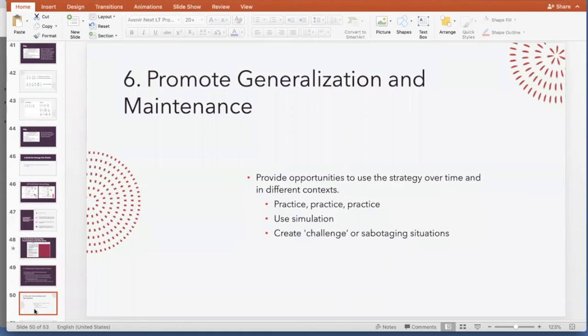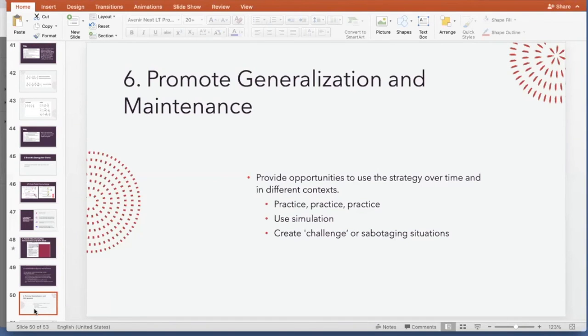And then finally, promote maintenance and generalization. So maintenance is really just retaining the skill over time. And generalization is learning to apply the skill in new contexts, in new situations, with new people, depending on what the skill is. So the best ways to do those things are, number one, distributed practice. Making sure that students practice and then practice again later, and then practice again a couple of weeks later, so that they don't have an opportunity to forget and lose the skill.